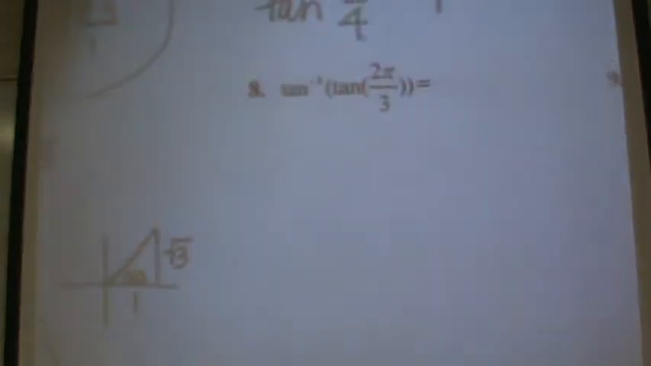Next one. 2 pi over 3. Where's 2 pi over 3? This is from chapter 6. See if you remember how to do this. Where is 2 pi over 3?